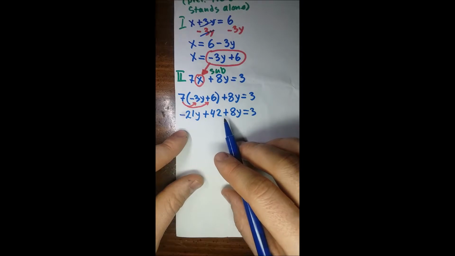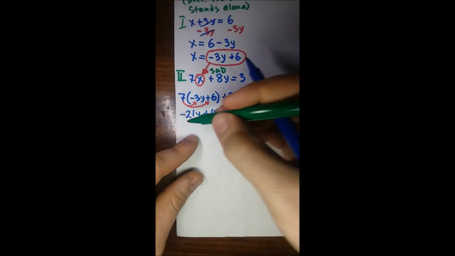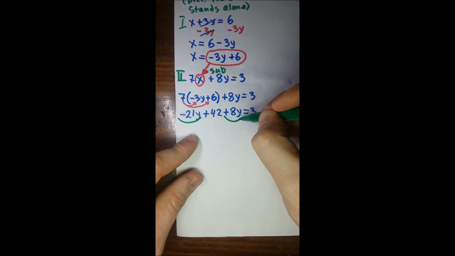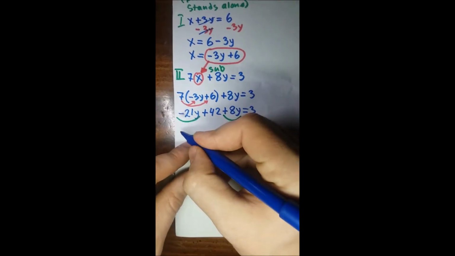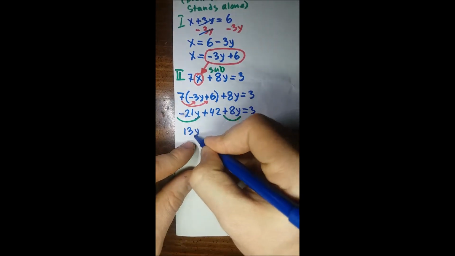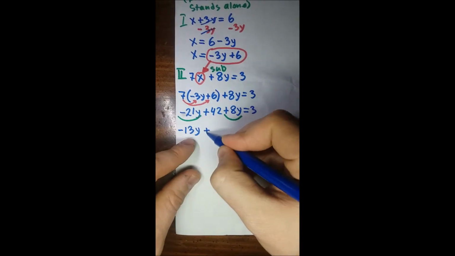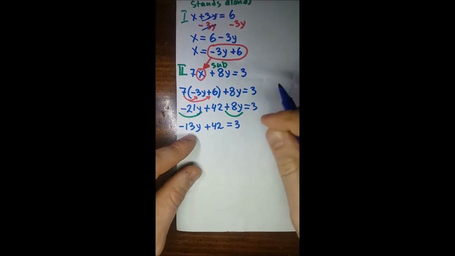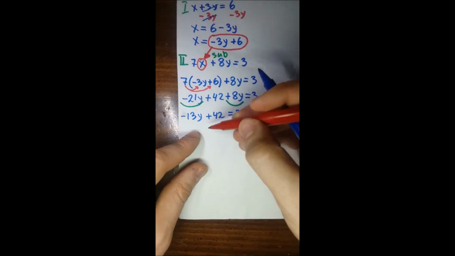Now, combine like terms. We're going to combine the minus 21y and positive 8y. So 21 minus 8 is 13y. However, there's a negative sign here. Plus 42 equals 3. And now what we're going to do is we're going to do our thing. We subtract 42.